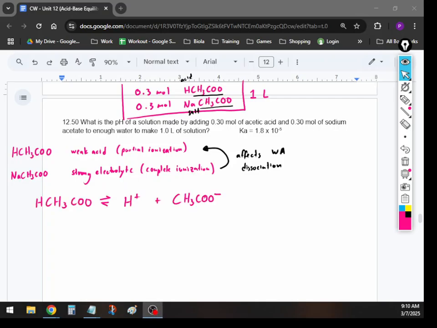Alright, so we got that for our dissociation equation. Now, we're going to do an ice table underneath, so let's set up our ice table, and I'm going to explain why the strong electrolyte is going to affect the dissociation. Okay, so let's start with the initial value of our acid. It tells us that our solution is made with 0.3 moles in 1 liter, so that's 0.3 molarity. So our initial molarity for our acid is going to be 0.3 molarity. Our hydrogen is going to be 0.